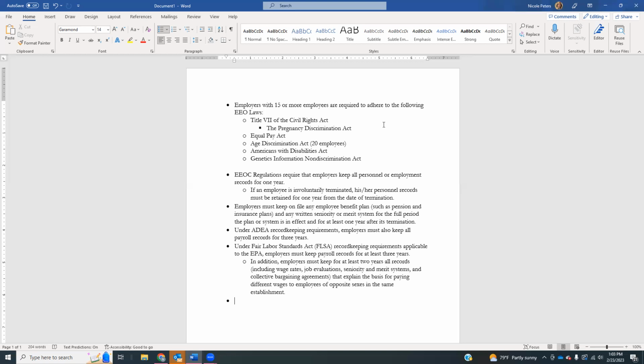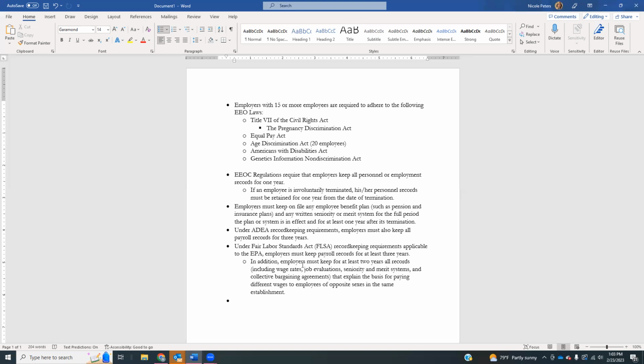And then last, under the Fair Labor Standards Act, FLSA, record keeping requirements applicable to the Equal Pay Act, EPA, employers must keep payroll records for 3 years. And then also talks a little bit about merit systems, job evaluations, all of that. As an HR professional, it can be a little confusing trying to remember, okay, I can keep the benefits information for a year, but the payroll stuff I have to keep for 3 years, but then this other information I only have to keep for a year, and it can be a little bit confusing.